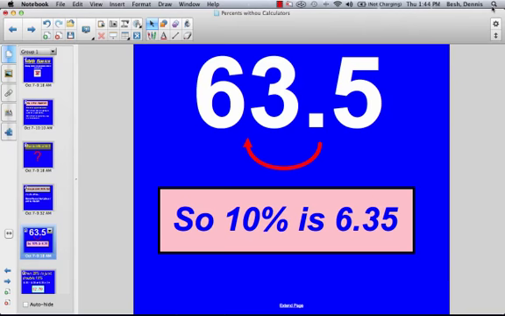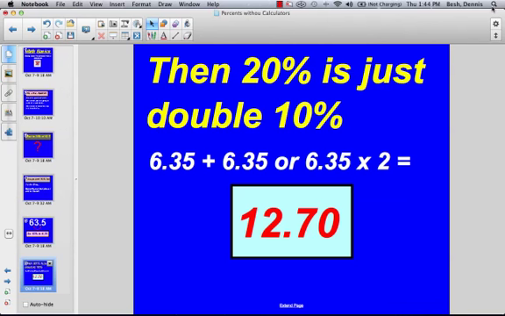Now, the next thing you've got to do is, 20% is just double 10%. So 6.35 added to another 6.35 gives us our answer, which is 12.70. Or, if you prefer to multiply, 6.35 times 2 gives you 12.7. And this is how you actually calculate percents without using your calculator.